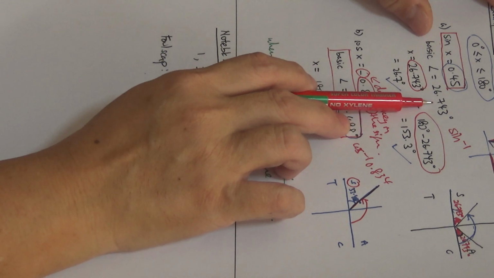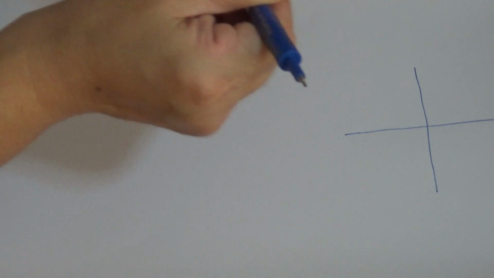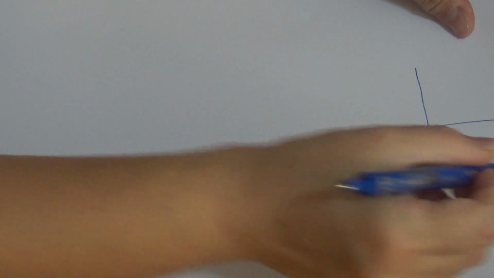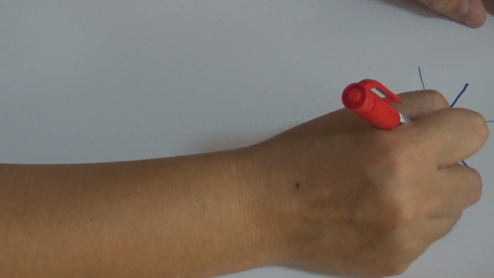Now I just want to make sure you know what I'm saying. When we have a basic angle, that means it's the angle that it makes. Let me use another paper to show you. This is the basic angle, and this is also the basic angle. If the answer is an acute angle, this will be the answer.